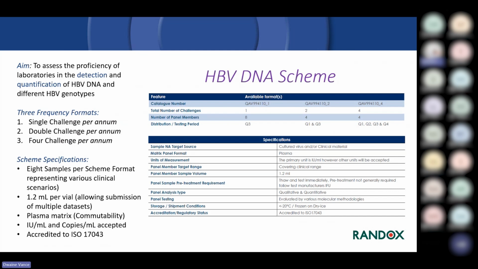The hepatitis B DNA scheme is very similar to the HIV scheme. The format and the aims are exactly the same: to detect and quantify HBV DNA and different HBV genotypes. The frequency and formats are exactly the same as the HIV schemes, and the scheme specifications are also the same. HIV, hepatitis B, and hepatitis C are often tested together as triple H pathogens, so it would make sense that the format, aims, frequencies and scheme specifications are exactly the same. The primary unit of hepatitis B is international units per mL. However, other units will be accepted.